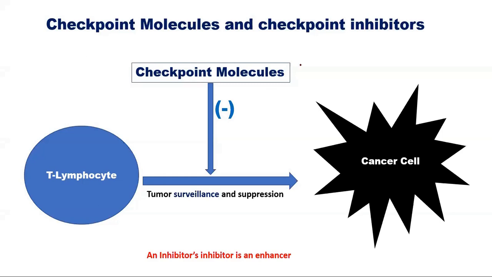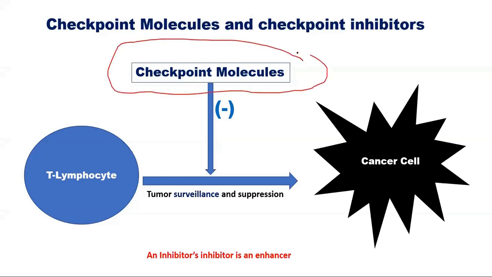This system is regulated by a group of molecules called checkpoint molecules to make sure that our immune system does not overrun the system and cause autoimmune disease. And so if you make blockers to the checkpoint molecules, which are inhibiting the immune function, you would essentially be making an inhibitor that would be an enhancer. Even though the name is called inhibitor, the drug actually enhances the immune system. So that's what the checkpoint inhibitors are.